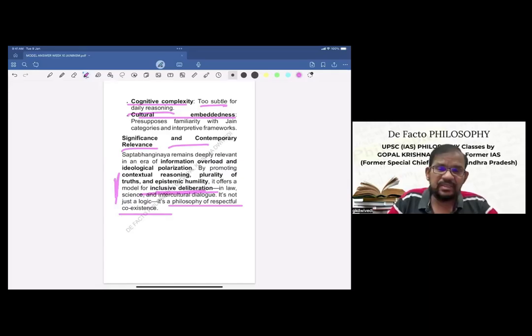So this completes our Saptavangina, which I have described in detail. But you have to take out the points from this, prepare your own notes, and then be ready accordingly, if the question comes for 150 words, 225 words, or 300 words, depending on the actual exam.